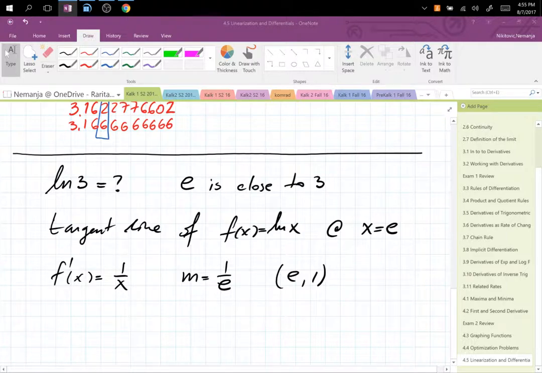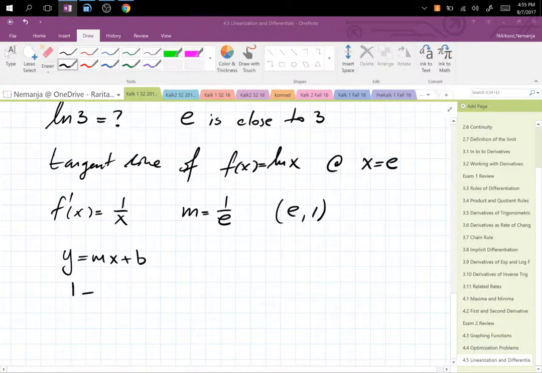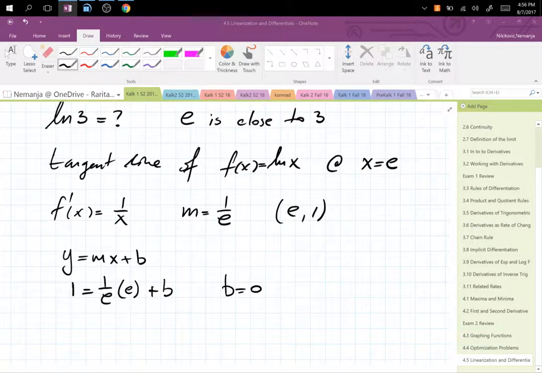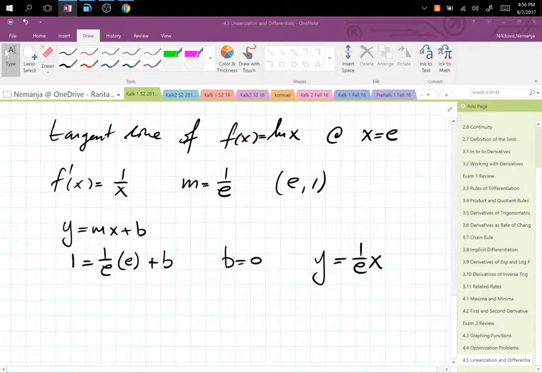So now I have y equals mx plus b. Plug in y, which is 1. Plug in m, which is 1 over e. Plug in x, which is e. And then plus b. We see that b is 0, because e is cancelled, 1 equals 1. So b is 0. What is the tangent line? y equals 1 over e times x.